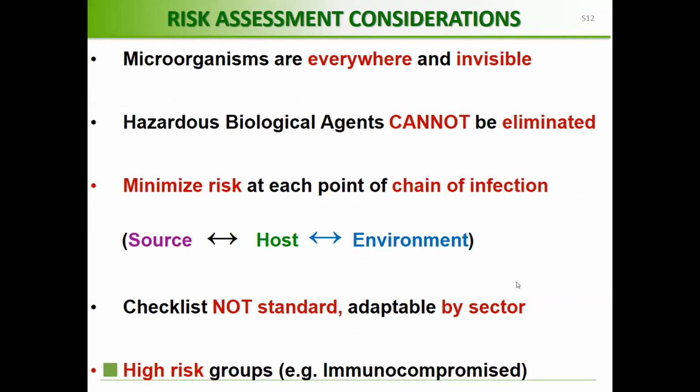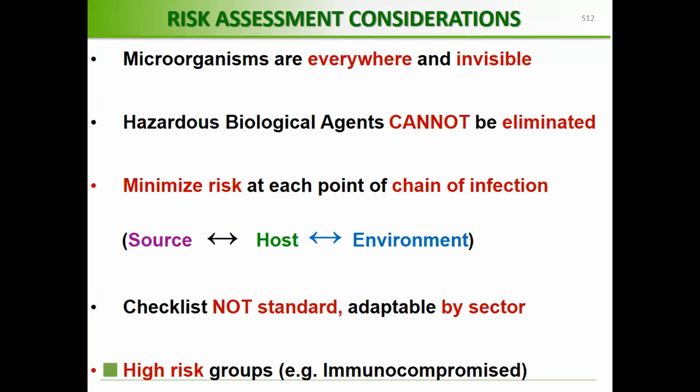So, things to consider when conducting a BioRisk assessment. We must remember that microorganisms are everywhere and they are invisible. So there is no way you can avoid them. And then hazardous biological agents cannot be eliminated as they are there. So the best thing to do is to minimize the risk at each point of the chain of infection, which is from your source. You can prevent it, break the chain there, or break the chain at your host, or even at your environment. But the best way is to start at your source first, because you don't want it to go any further.